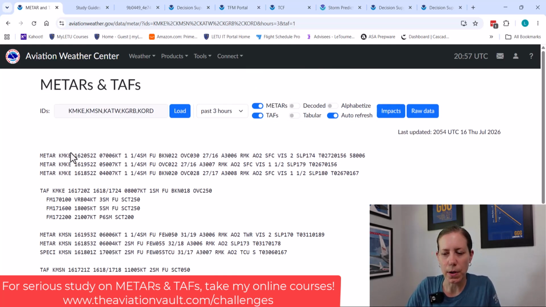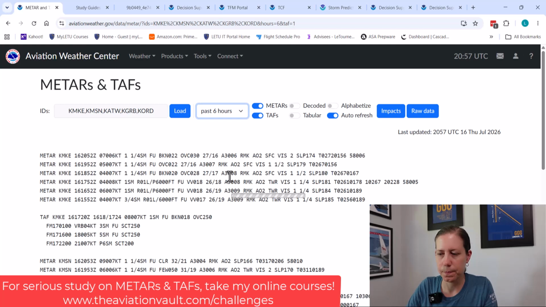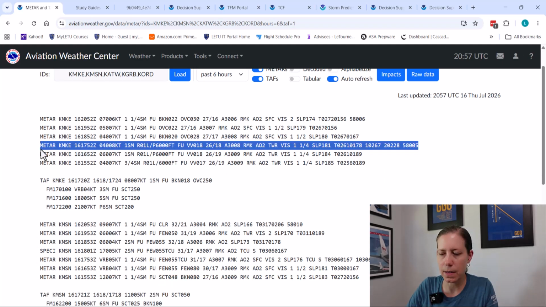All right, so here is a series of METARs for Milwaukee. I'm going to actually load more. Please read for me this METAR that I have highlighted right there.